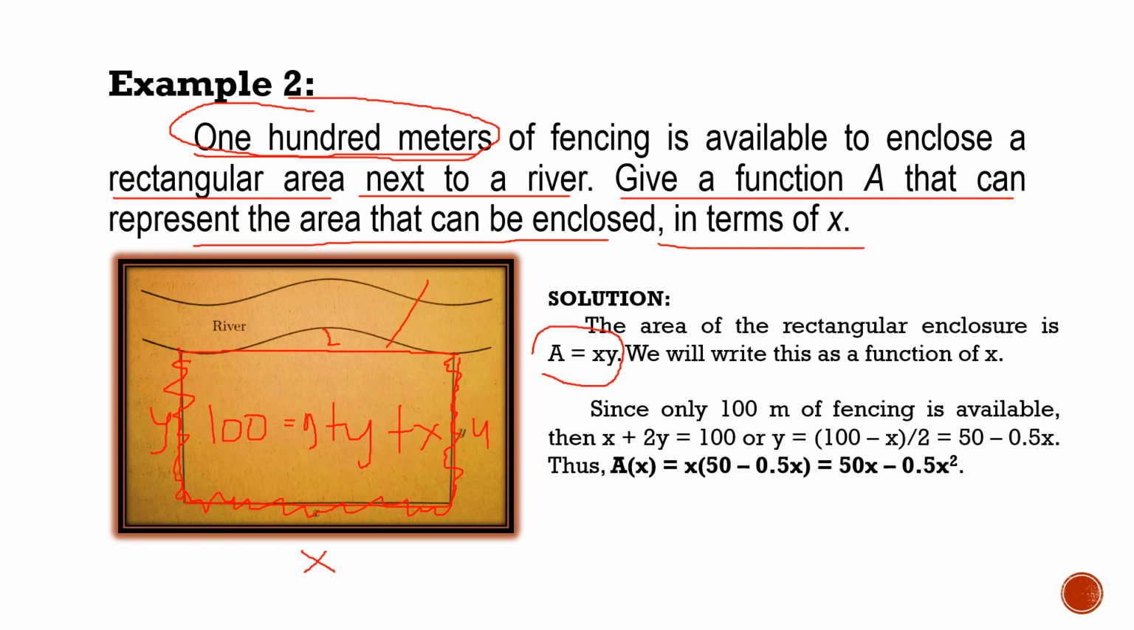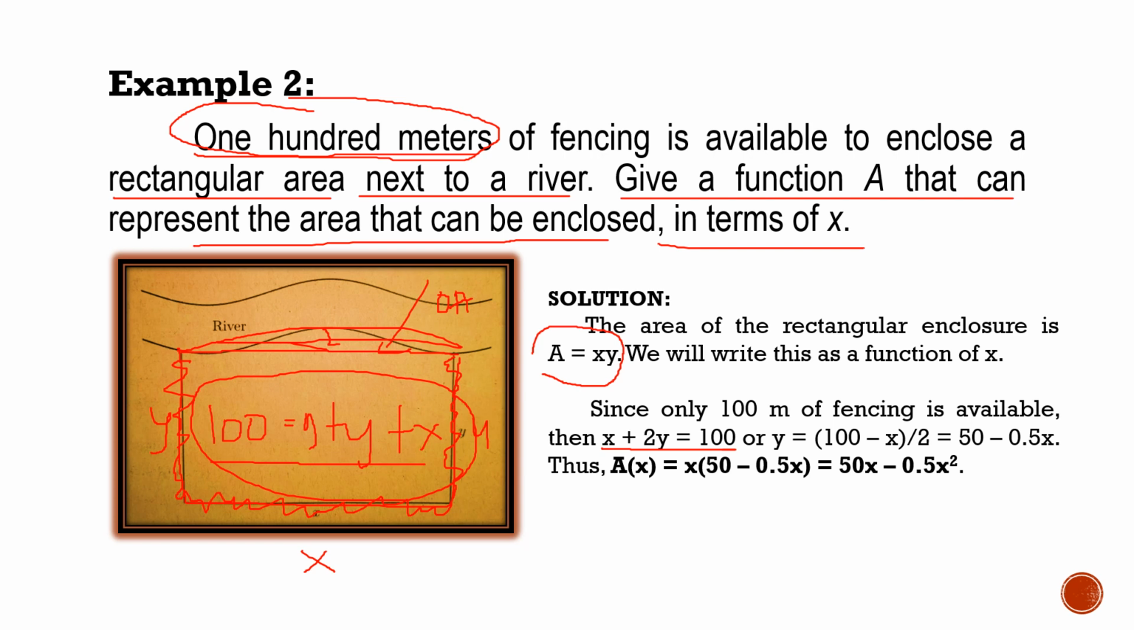So in this side, as you can see, there's no enclosure here. So this will be an open area. So your OA here is not overreaction, it's an open area here. So there is no fencing in this side. So we simply use this 100 meters in the other sides. So 100 is equal to y plus y plus x, or we can say that x plus 2y is equal to 100. So we simplify this one, and we arrive at x plus 2y is equal to 100.